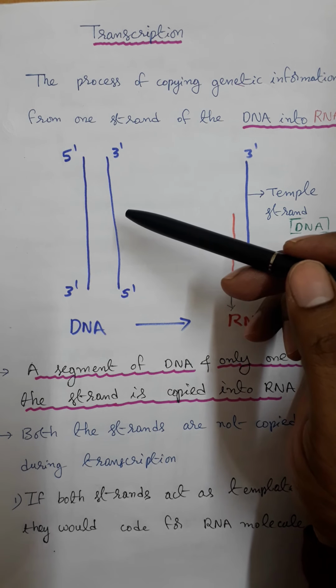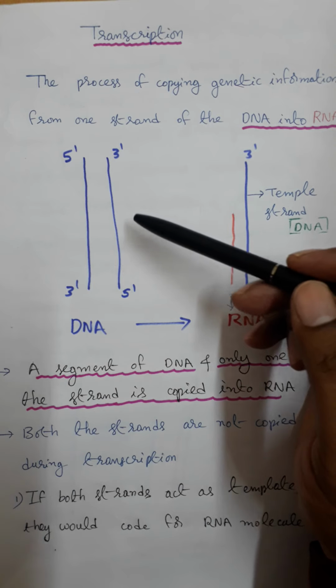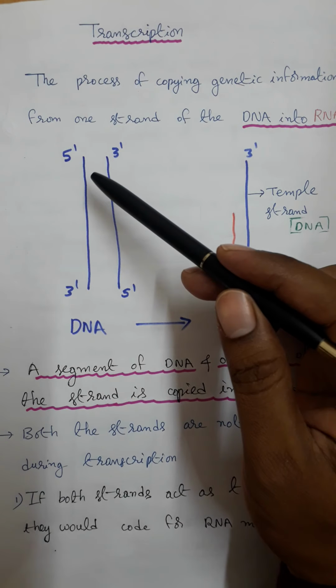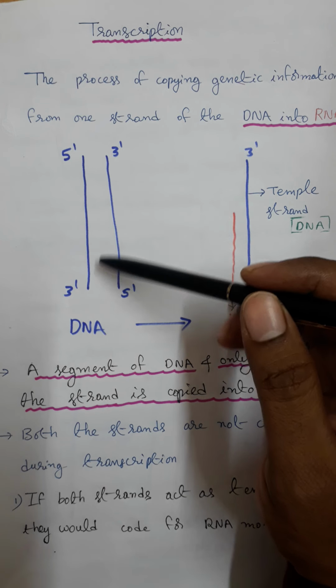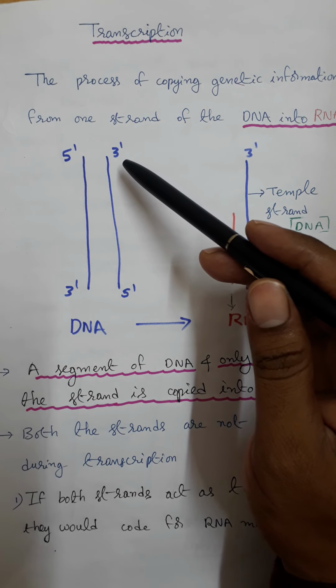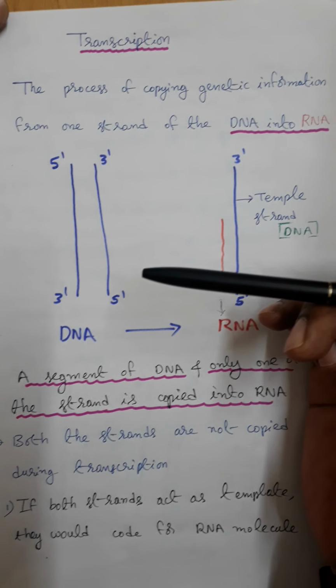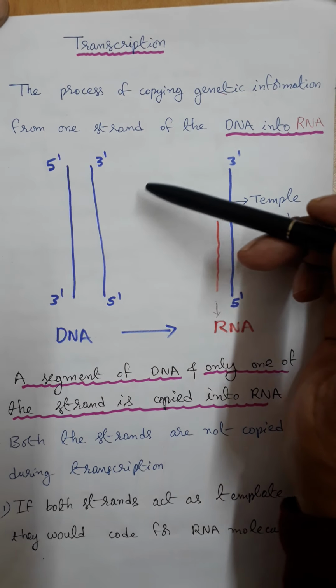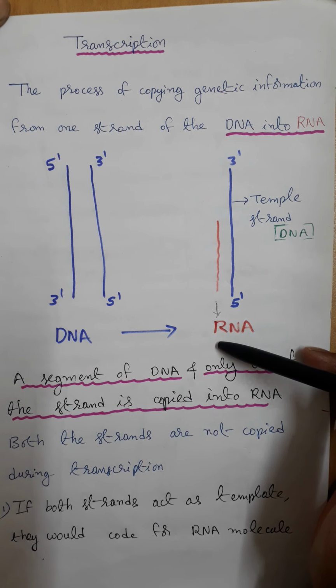Both the strands in DNA molecule are arranged in an anti-parallel manner. Means one of the strands has polarity 5 prime 3 prime, and the opposite strand has polarity 3 prime 5 prime. Here in transcription process, the DNA molecule is involved in synthesis of RNA.